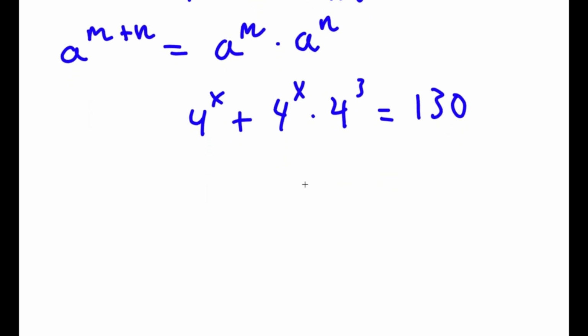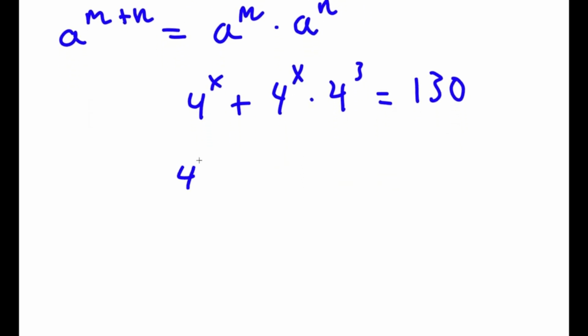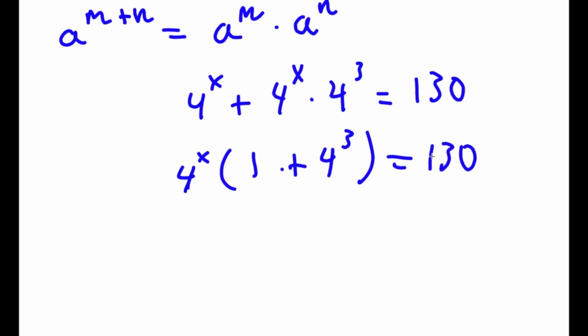Now from here, what I'm going to do is I'm going to factor out 4 to the power of x. So now I have 4 to the power of x times, well, 4 to the power of x divided by 4 to the power of x is 1. So I have 4 to the power of x times 1 plus, now 4 to the power of x times 4 to the power of 3 divided by 4 to the power of x, simply just 4 to the power of 3. Now this is equal to 1/3.